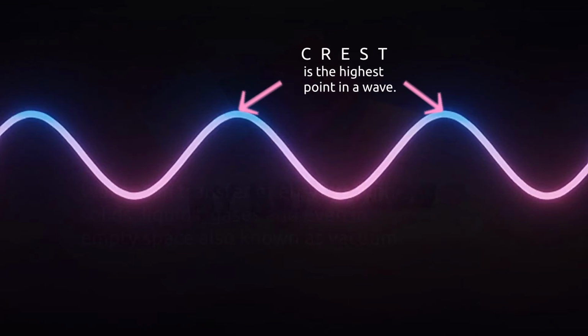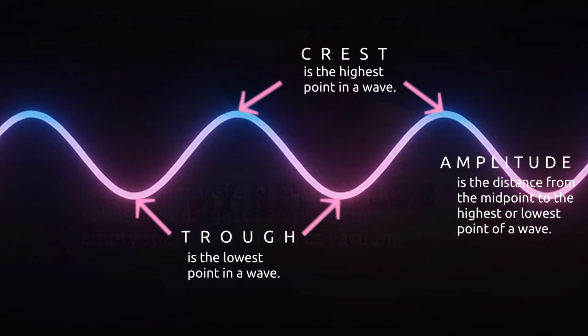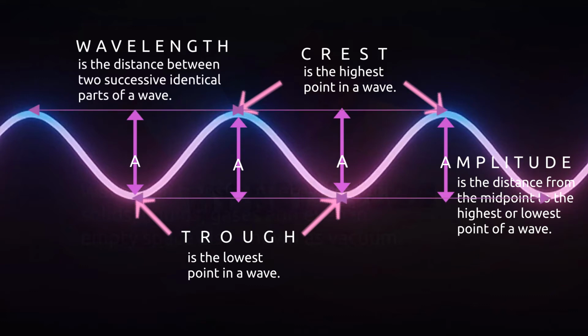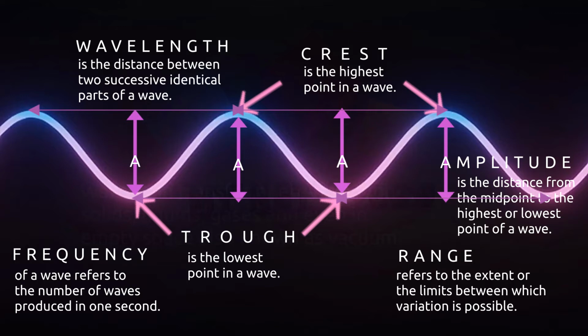Crest is the highest point in a wave. Trough is the lowest point in a wave. The amplitude is the distance from the midpoint to the highest or lowest point of a wave. Wavelength is the distance between two consecutive identical parts of a wave. The frequency of a wave refers to the number of waves produced in 1 second. Range refers to the extent or the limits between which variation is possible.